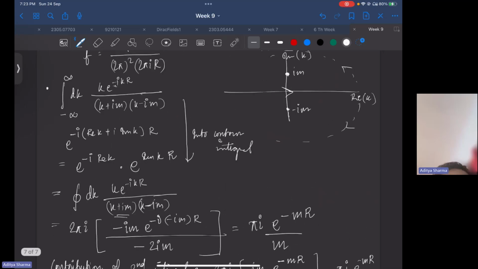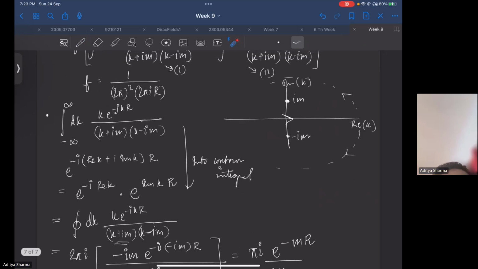Now there is a small difference between these two integrals. That is, this is in this direction. However, this is in this direction. The orientations of these contours are different. And to make the orientation the same, you're going to have to introduce a minus sign by hand.